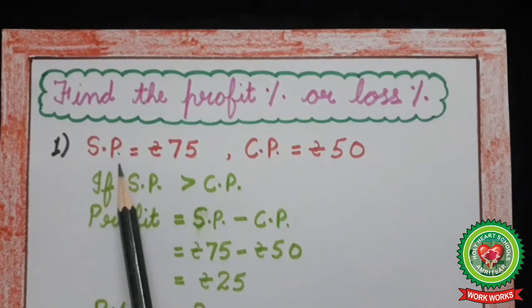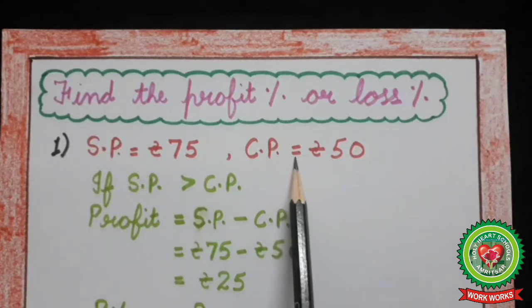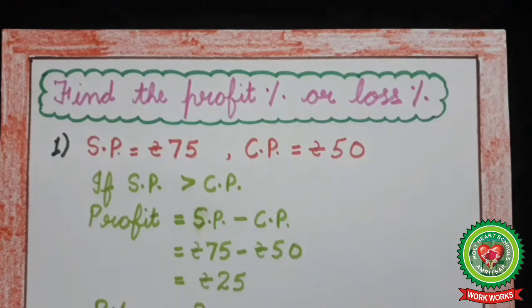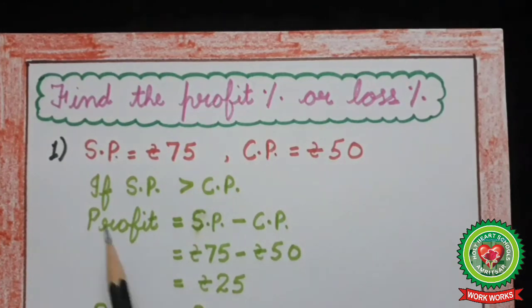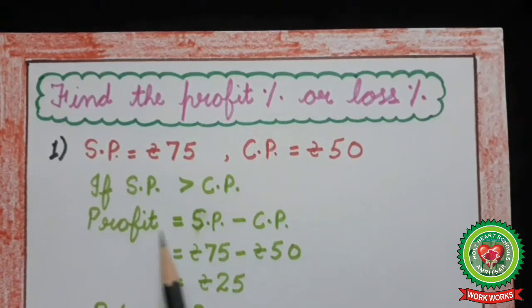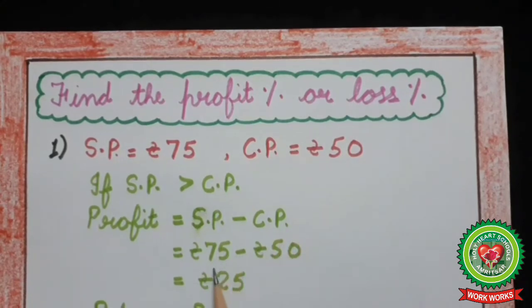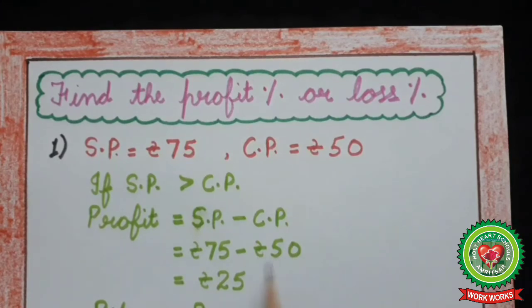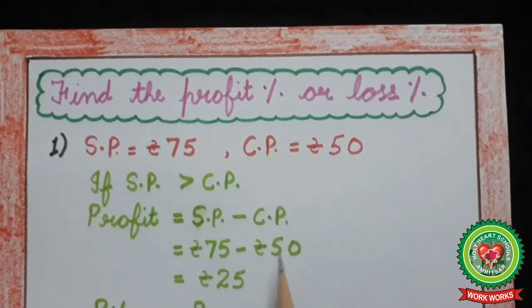So firstly compare SP and CP. On comparing, SP is greater than CP. So write down, if SP greater than CP, what will happen? Profit. Profit is equal to SP minus CP. Here SP is rupees 75 minus CP rupees 50. 75 minus 50 comes out to be rupees 25.